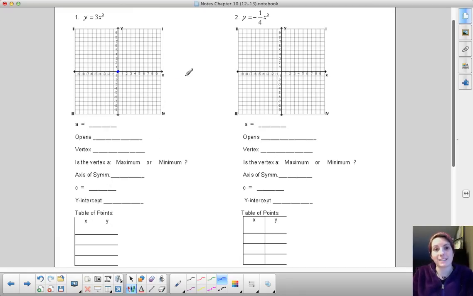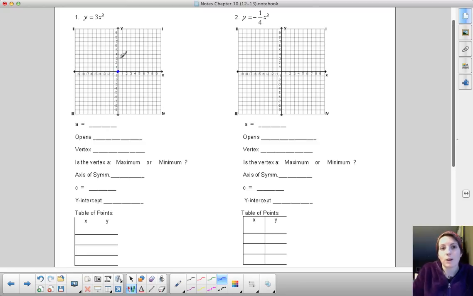Okay, let's go ahead and practice some of these graphing quadratics problems. Today we're in section 1, where we're really just looking at the effect that A has on the graph. Remember we said that A is the leading coefficient, and I want you to notice about these two problems that they don't have a B value or a constant.